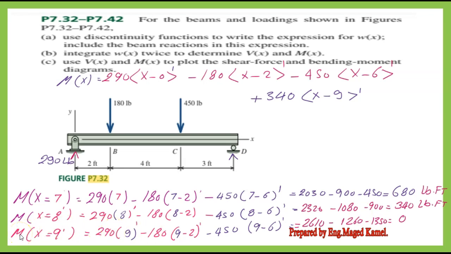For x equal 9 feet, M of 9 equals 290 by 9 minus 180 multiplied by (9 minus 2) raised to the power of 1 minus 450 multiplied by (9 minus 6) raised to the power of 1 minus 0 equals 0 pound-foot.